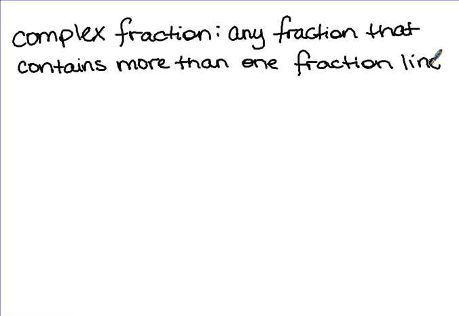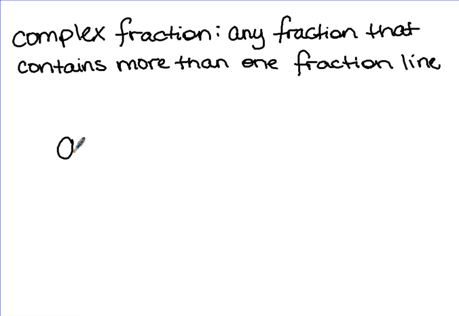In order to simplify complex fractions, we would simplify the numerators and simplify the denominators by adding like terms. And then we need to multiply the entire fraction by the reciprocal of the divisor, or the reciprocal of the denominator. So we've done examples like this before. We're just going to review. So let's look at one example.